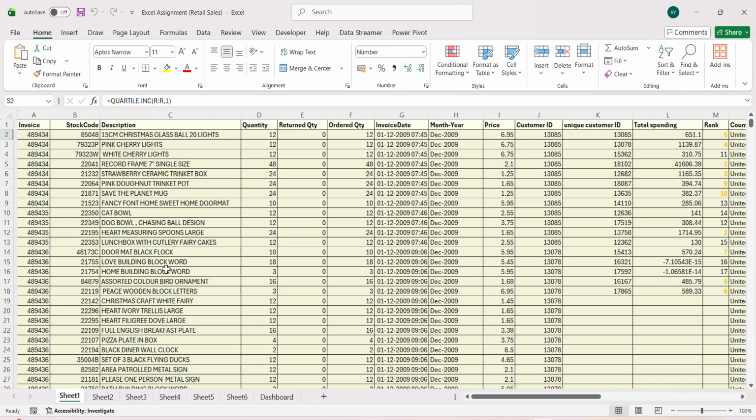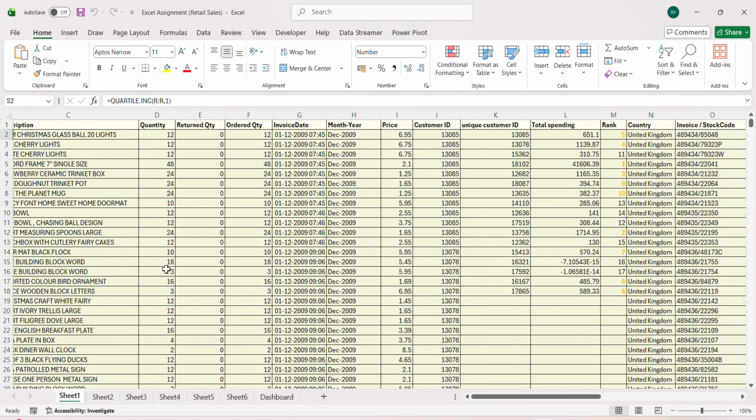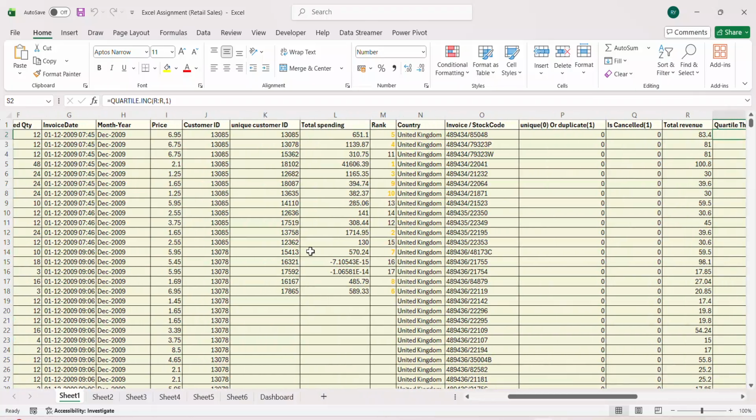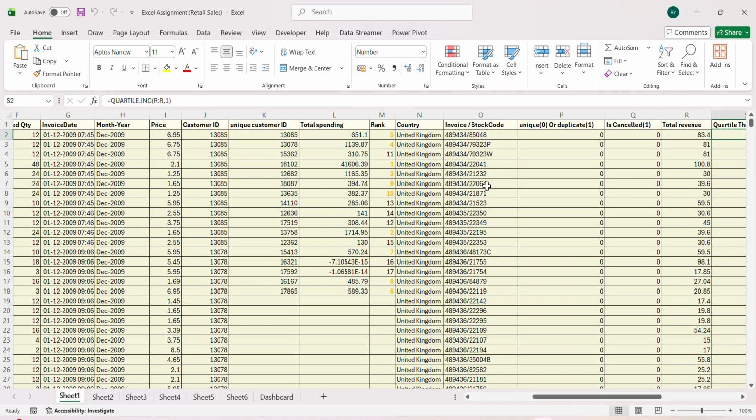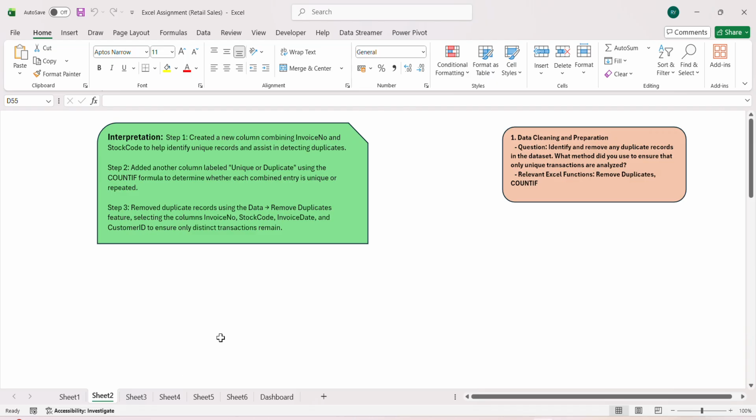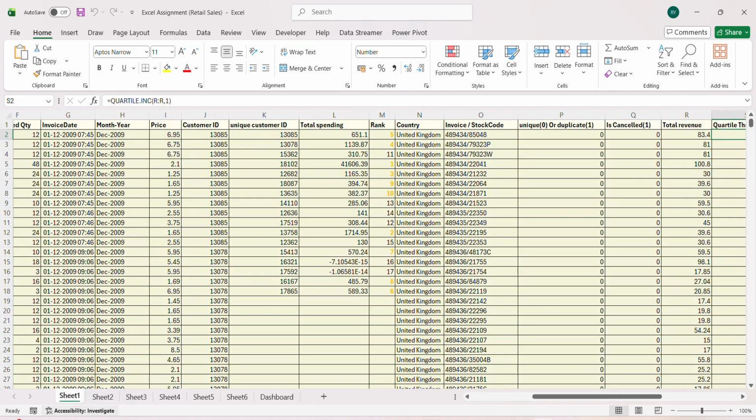Here we have the data set, and as I have mentioned, I have combined invoice number and stock code to identify the duplicates. Here we have the column for the same. Step 2, I added another column labeled unique or duplicate using COUNTIF. Unique is indicated with 0 and duplicate is indicated with 1.